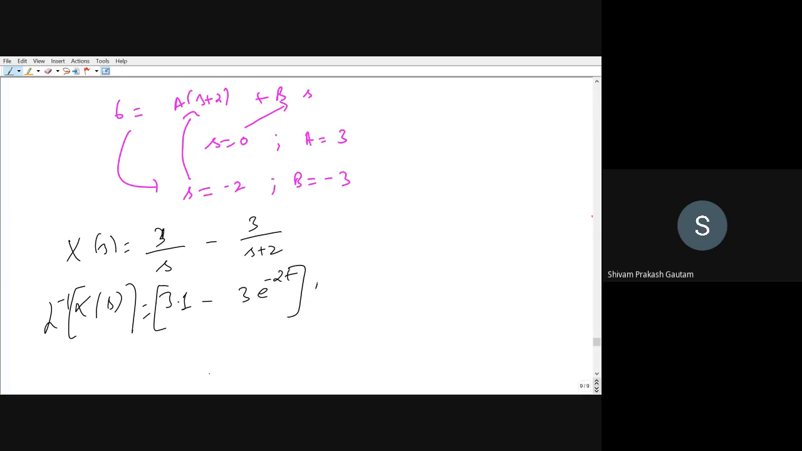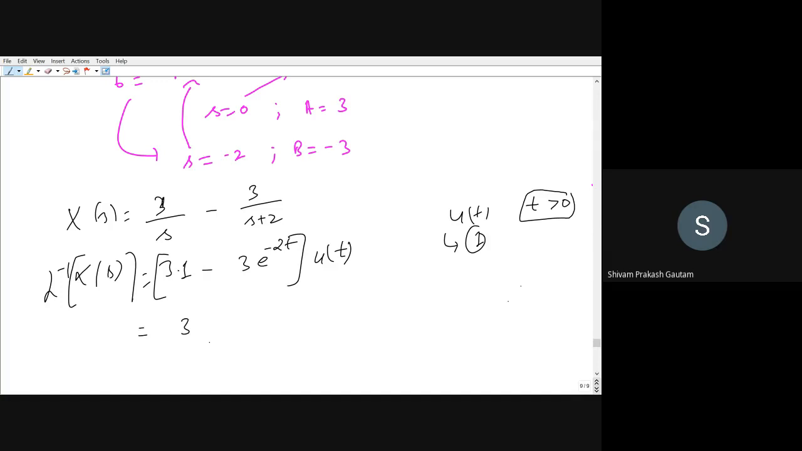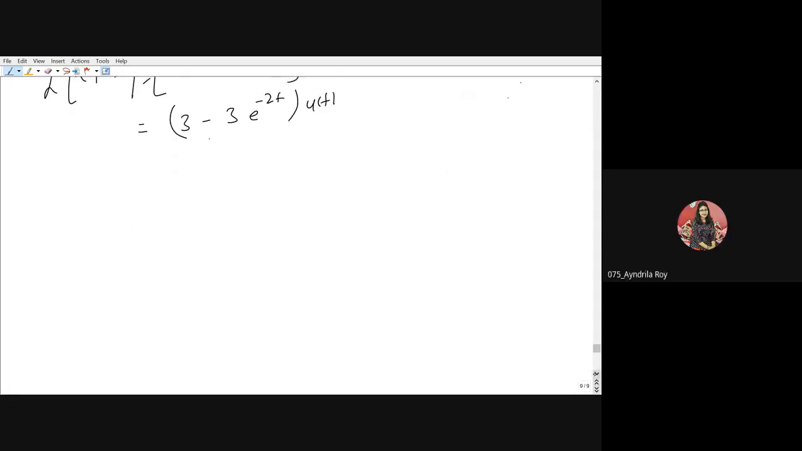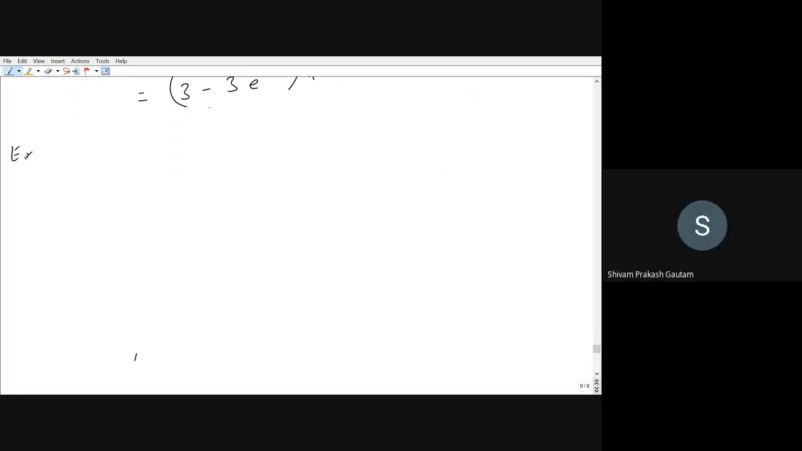right? If you want, you can write the whole thing multiplied by u(t). There is no harm in writing u(t). What does u(t) mean? It means the signal is only valid for t greater than 0. And what is the value of u(t) for t greater than 0? It is 1. So if you multiply anything with 1, it will be that function only. So you can multiply in this way, so that it looks good. So 3 minus 3 e to the power minus 2t into u(t) will be the inverse Laplace transform of your X(s). Is it okay? Okay. Next example we will see.